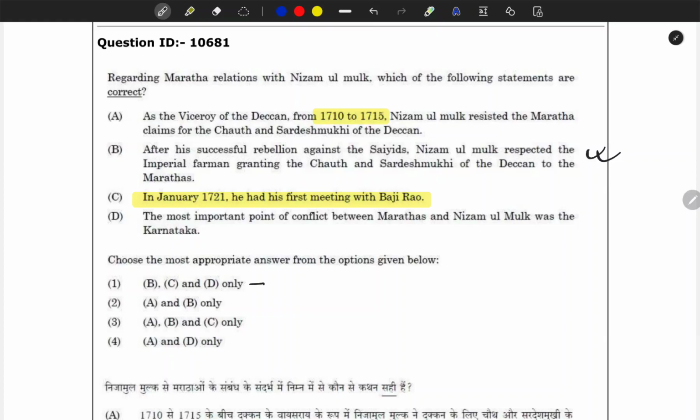The most important point of conflict between the Marathas and Nizam al-Mulk was Karnataka. It is obvious. This was the central Deccan on which all the things were going on. So for me, B and D must be there in the option. If you eliminate any of these two and you know the fact, it is very easy to go with the first option. Here B and D are both together. In any other option, there is no relation between B and D.